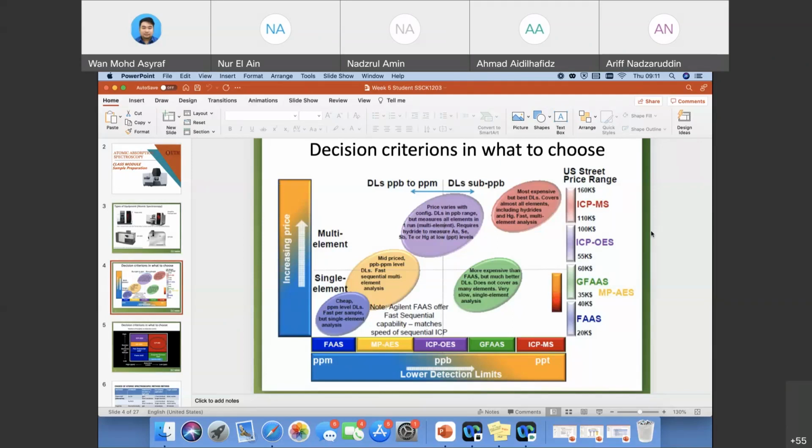Doctor, does the detection limit decrease from FAAS to ICP-MS? Yes, the detection limit decreases. So when the detection limit decreases, it doesn't mean that it's not good. It means that it is much more sensitive. It means that we go from a part per million detection limit to a part per trillion detection limit. It means that the instrument is so powerful that it can detect an analyte at a part per trillion concentration. Alright? So if everyone understands, that's good.